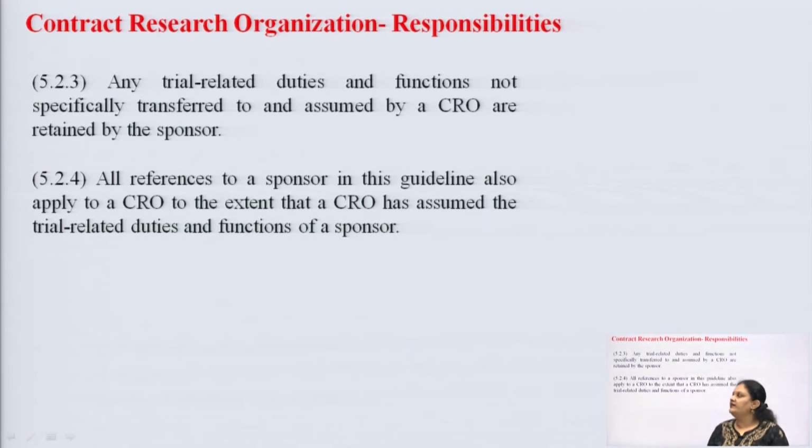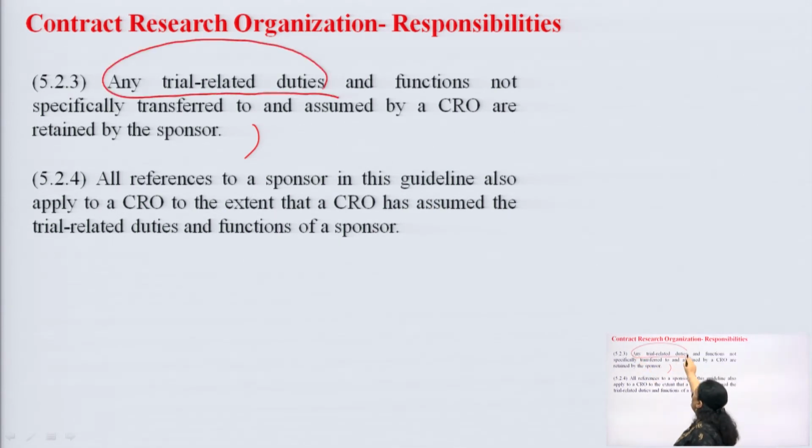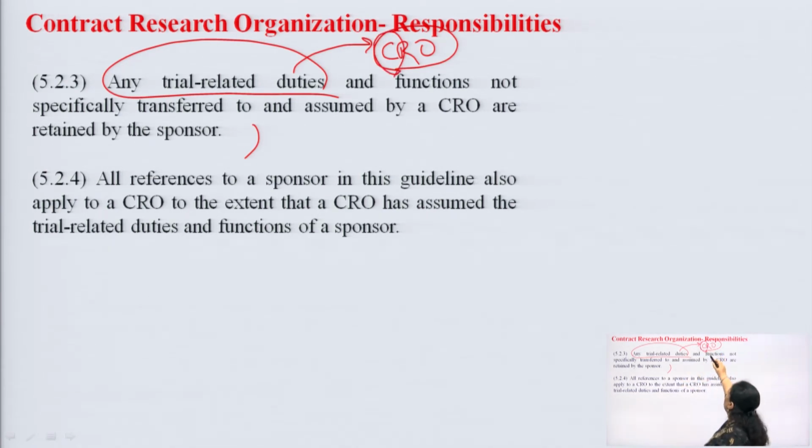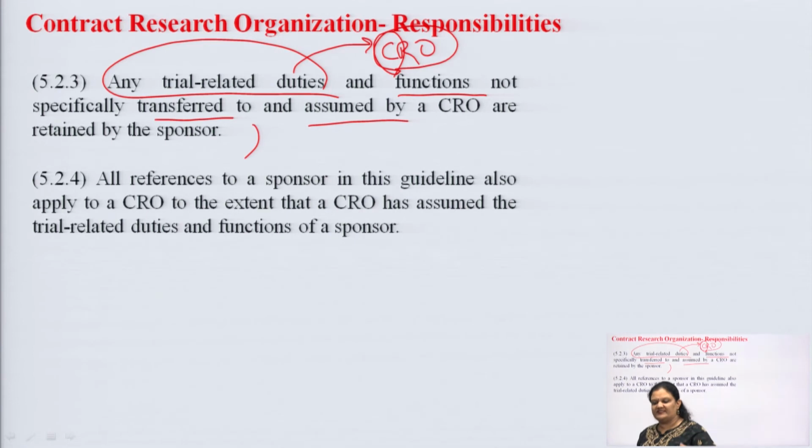What does it mean, students? This line tells you that the clinical trial-related duties given by the sponsor to the CRO are for the time being, because it is on a contract basis. All the functions of the clinical trial not specifically transferred to and assumed by a CRO are retained by the sponsor. It will retain or keep it in the context of the sponsor.